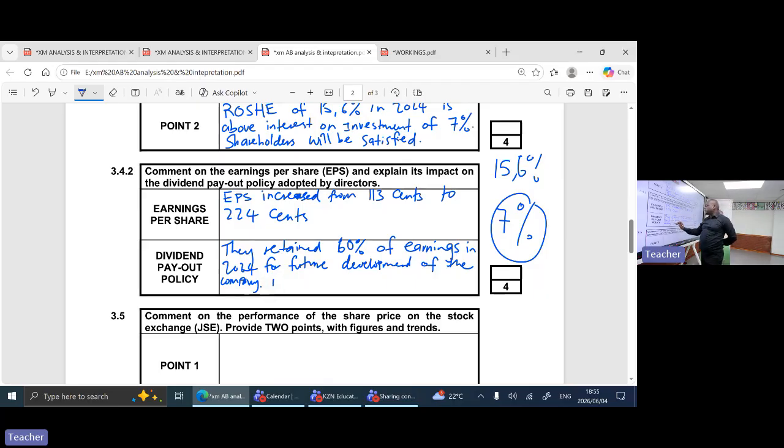Whereas in 2023, they focused on pleasing the shareholders by giving them 80%. Right? In 2023, they only retained 20%. Or you can say they gave their shareholders 40% but retained 60%. No matter the other way around. They wanted to please their shareholders by giving them 80%, retaining 20%. There are many ways of saying the similar thing.